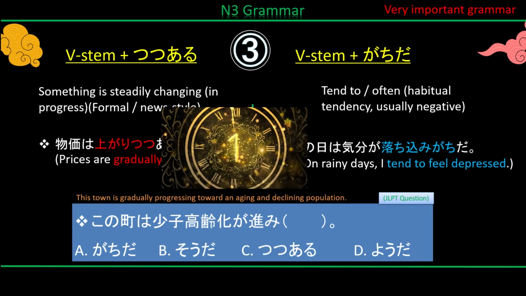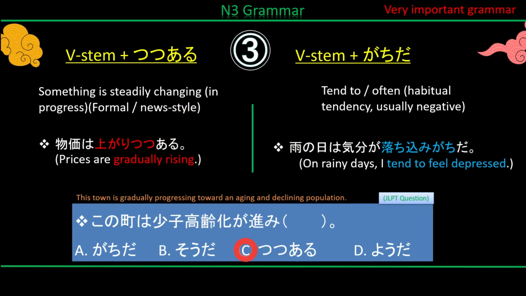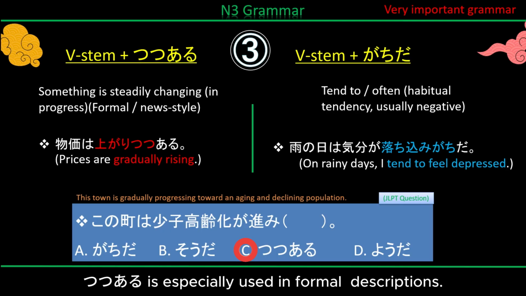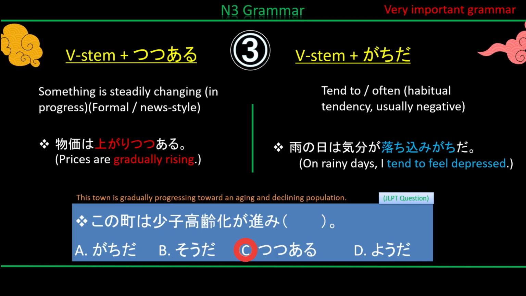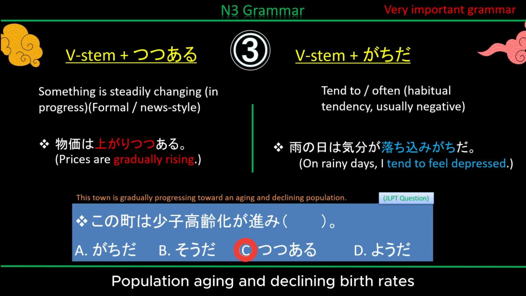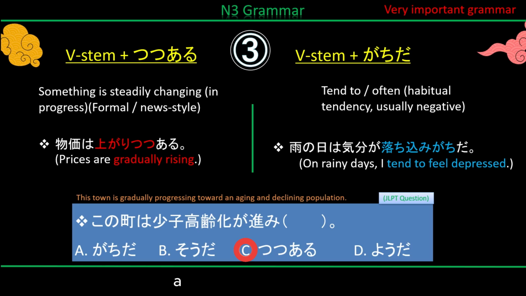The correct answer is つつある. So why? As I mentioned earlier, つつある is especially used in formal descriptions. And population aging and declining birth rates are objective social facts, not someone's feeling. That's why つつある fits perfectly in this sentence.